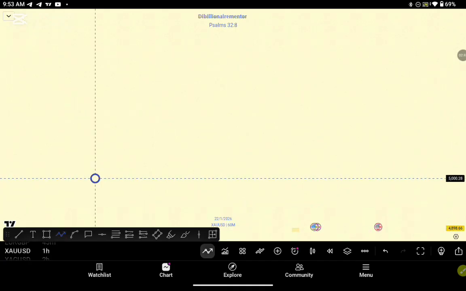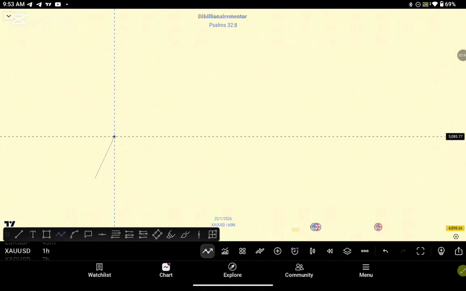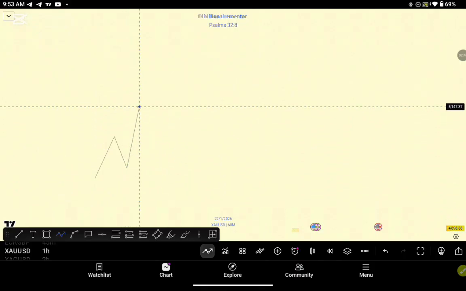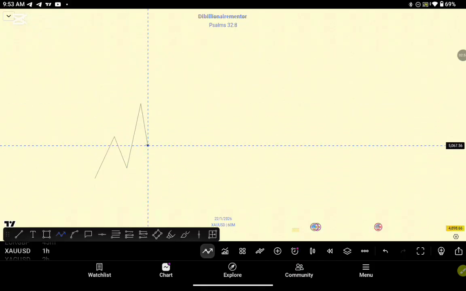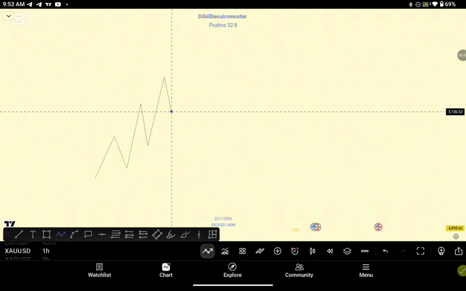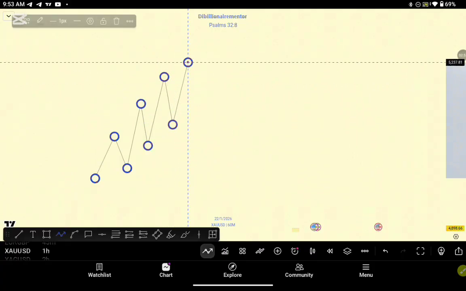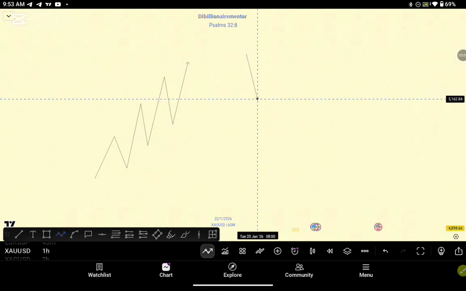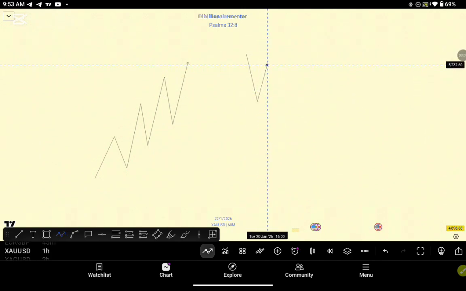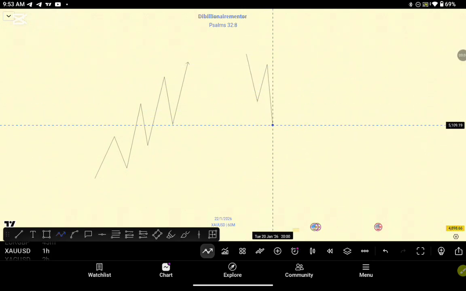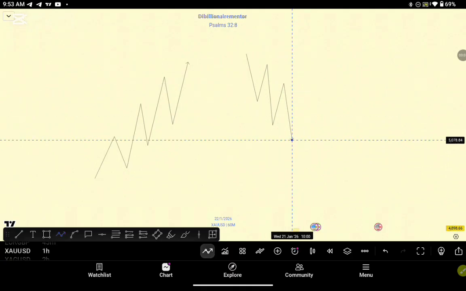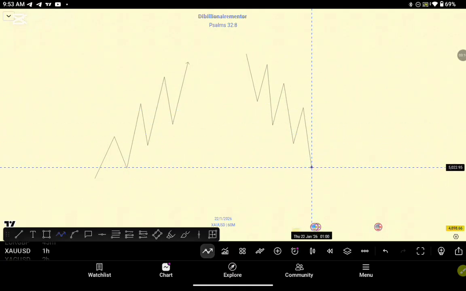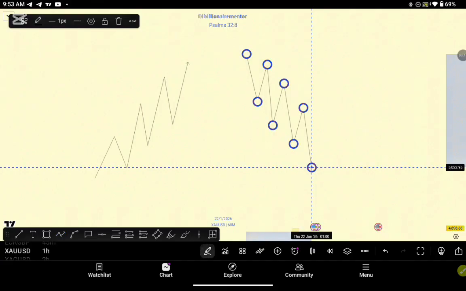From our knowledge of market trend, we know we have the sequence of higher highs, higher lows, higher highs, higher lows, higher highs. In the downtrend we have lower low, lower high, lower low, lower high, lower low, and so on.